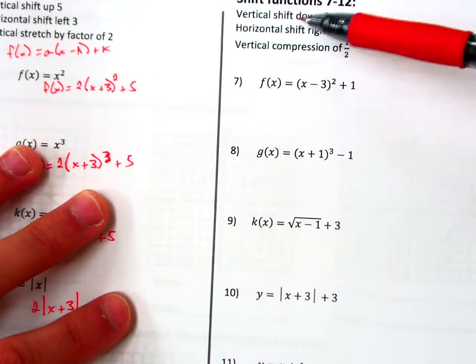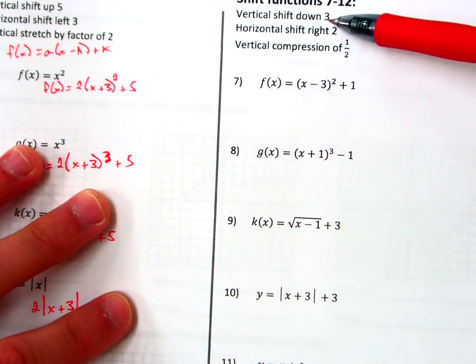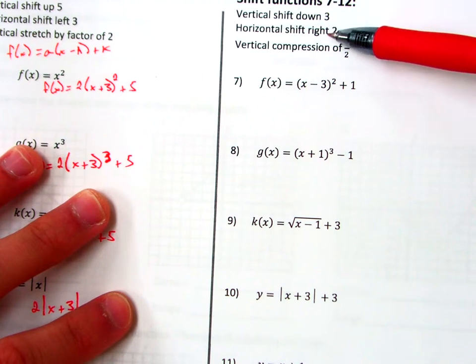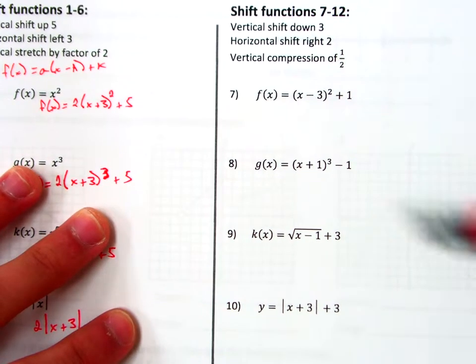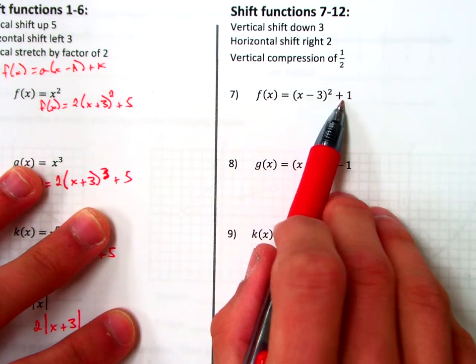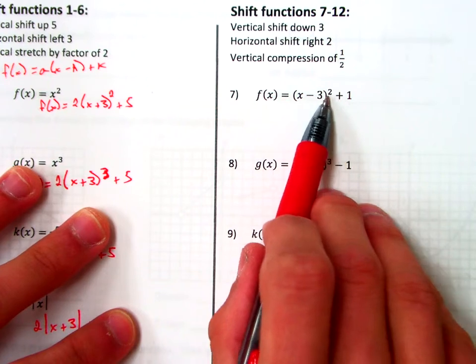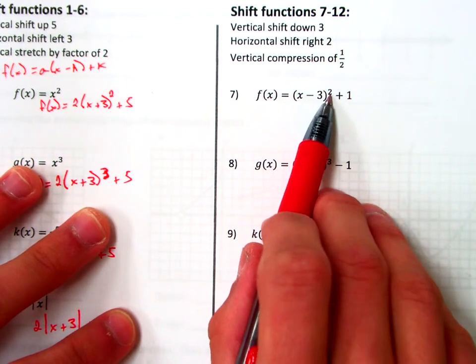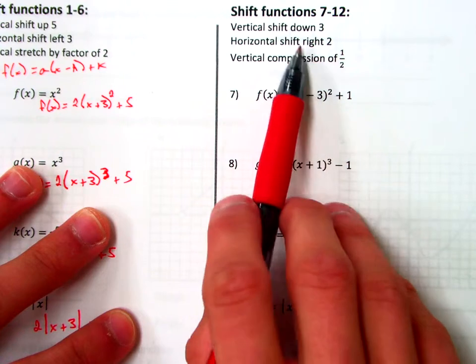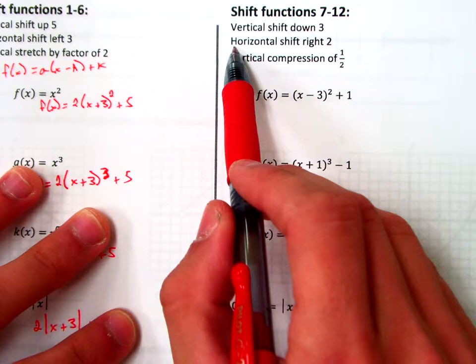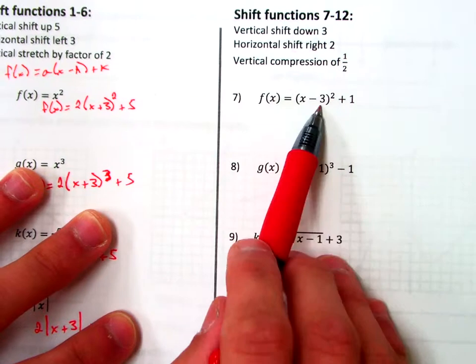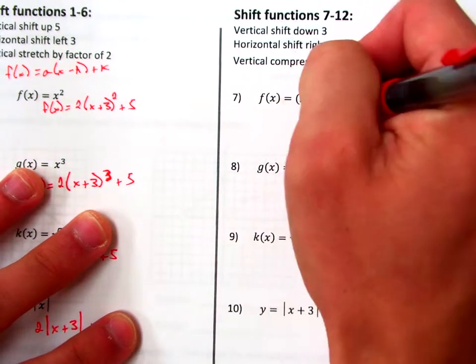Okay, so this is the same idea. I'm not going to do all of these. I'm just going to do a few. But vertical shift down 3. Horizontal shift right 2. Compress by a factor of 1/2. So if it's compressed by a factor of 1/2, notice these are already located somewhere other than the parent function. It's a quadratic parent function though. But from where it's at already, I'm going to shift further right 2. So I'm going to do right 2 from here. It's already right 3, so now it's going to be right 5.